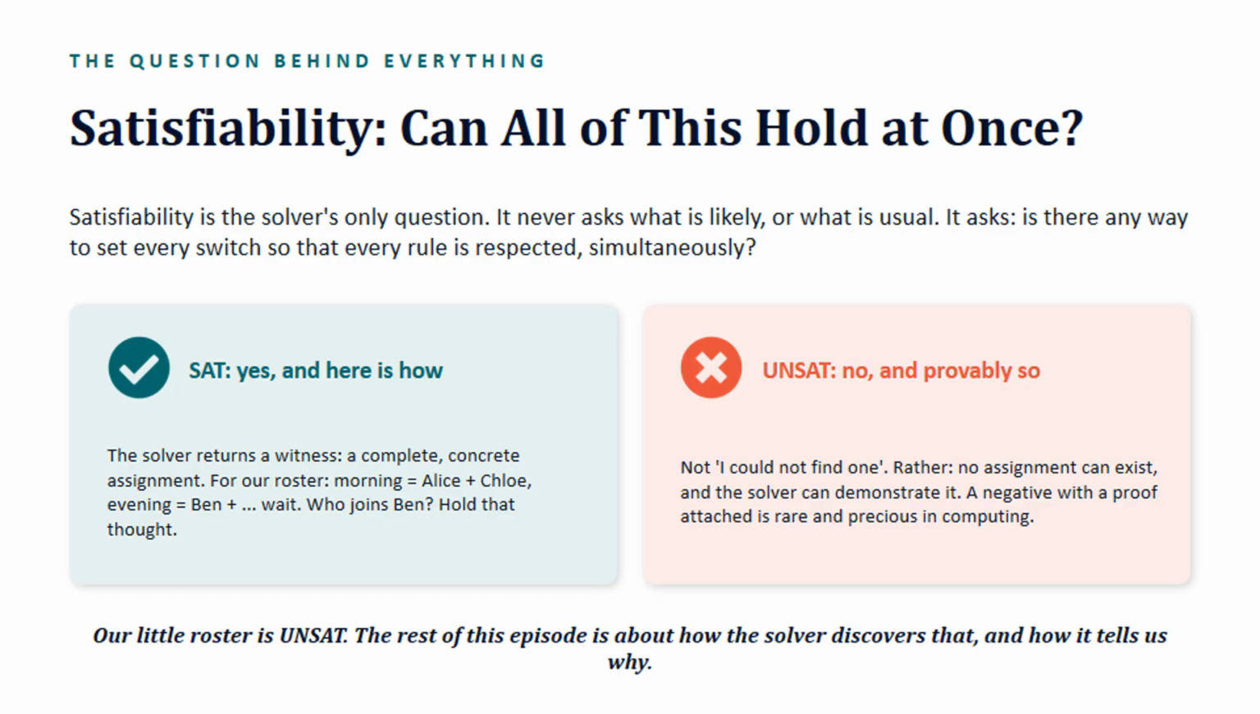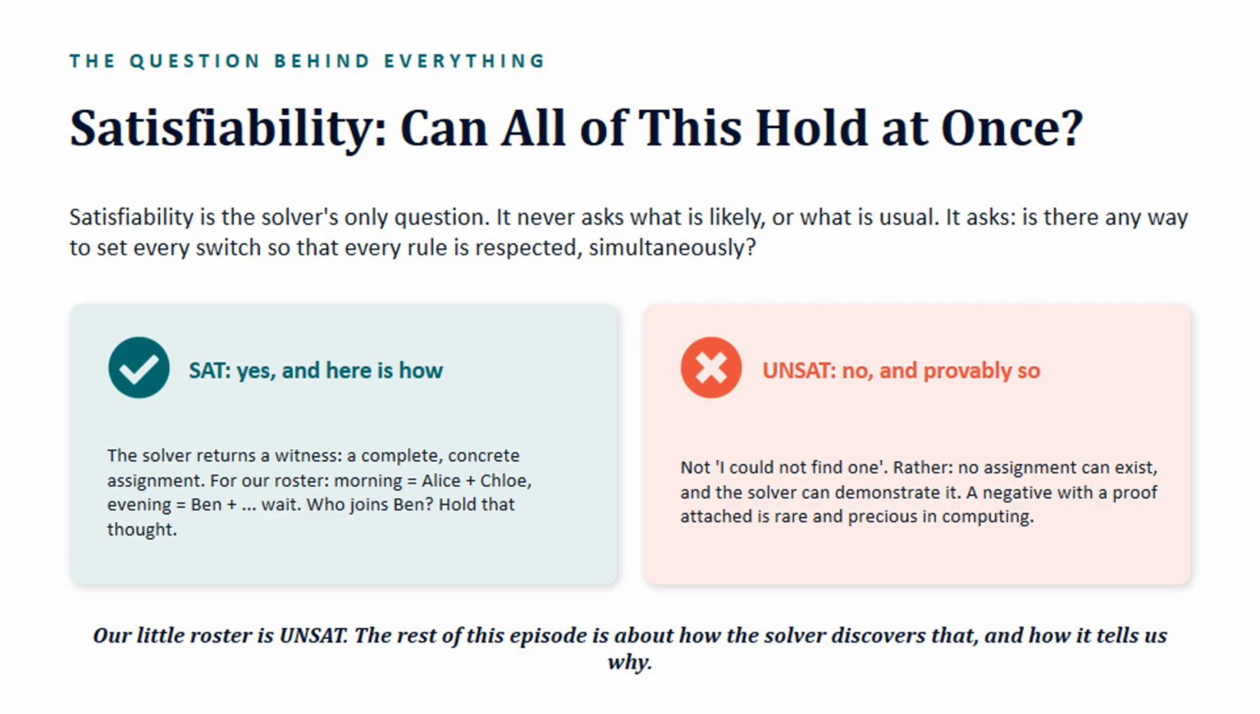Satisfiability is the solver's one and only question: is there any way to set every switch so that every rule is respected, all at the same time? Not what is likely. Not what is typical. Just, can all of this hold at once? 2 answers are possible, and both are more valuable than they first appear. If the answer is yes, the solver does not just say yes. It hands you a witness, a complete, concrete assignment of every switch. A roster you could pin to the wall.